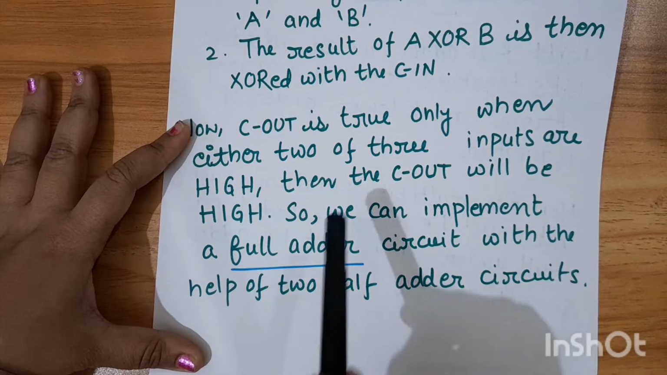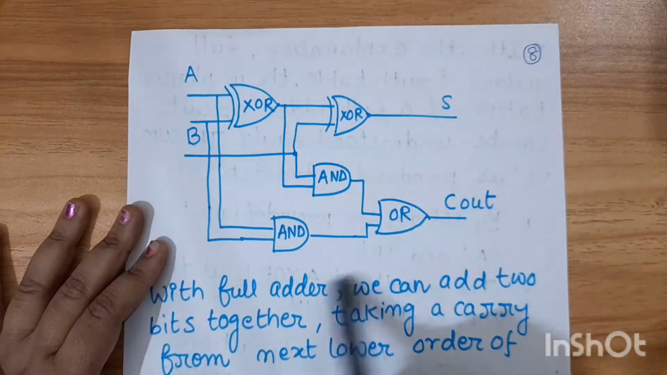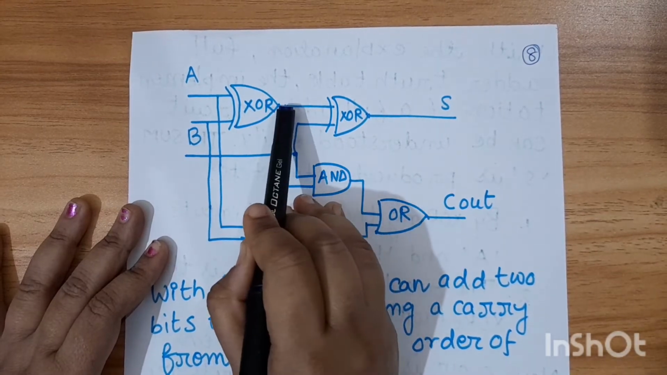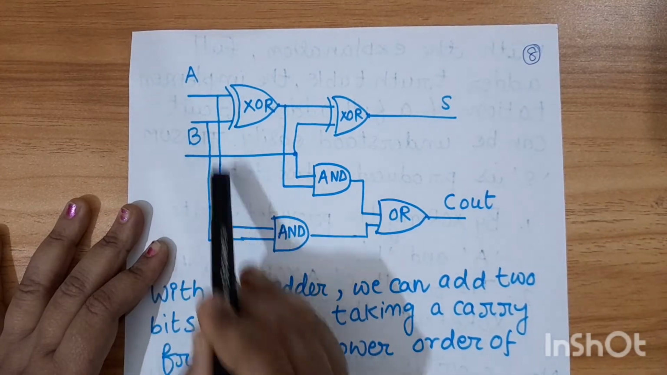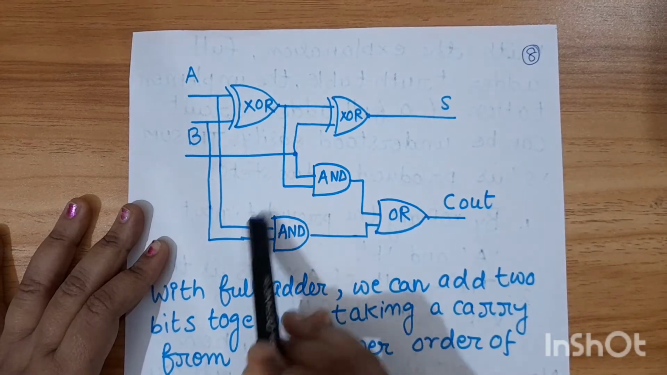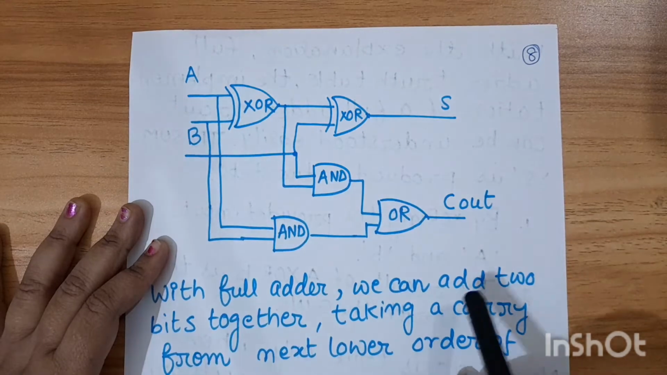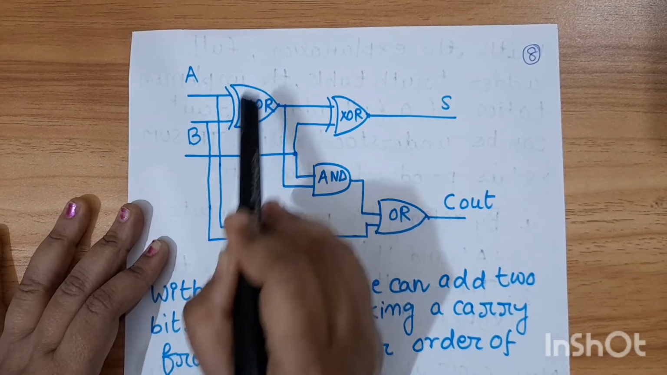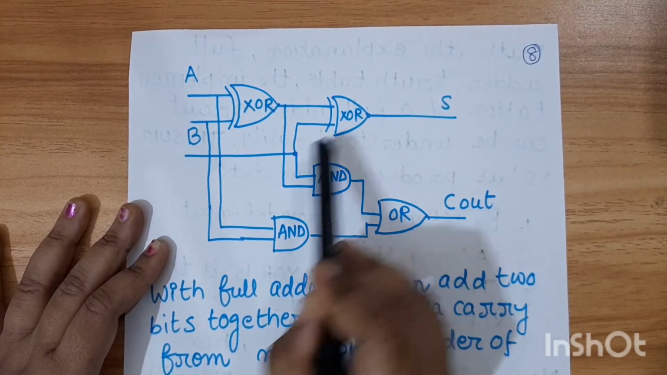A full adder circuit can be implemented with the help of two half adder circuits. We will see the diagram here. A and B are the two inputs. They go to the XOR and to an AND gate. The output of the XOR gives the sum, and the output of the AND gives the carry. For the second half adder, the output of this XOR goes to the next level XOR, and the other input of that XOR is C in.